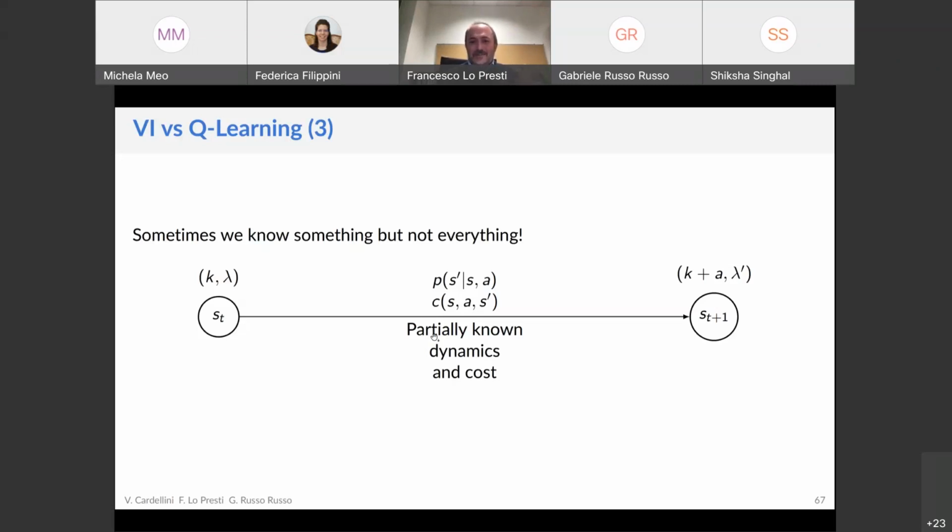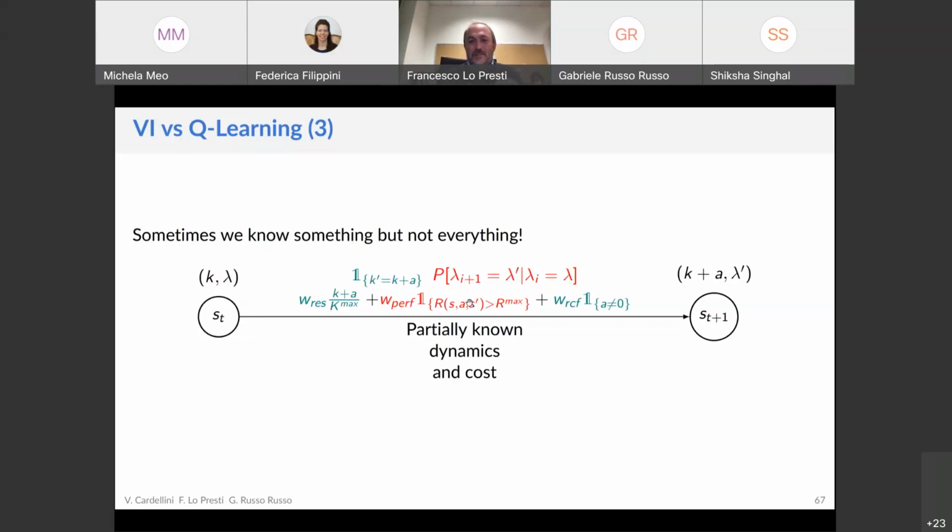So in our case, let's see. On the top, we have the transition probabilities. On the bottom, I have the cost. In green, we have what we assume that we can reasonably know without having to do anything really particular. In the red, what we don't know. So here we get into some detail.